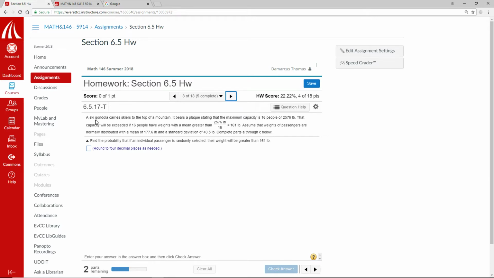A ski gondola, wow, I don't even know, carries skiers to the top, so I think it's a ski lift. It bears a plaque stating that the maximum capacity is 16 people or 2,576 pounds. That capacity will be exceeded if 16 people have weights greater than that mean, which is 161. Assume that weights of passengers are normally distributed with a mean of 177.6 pounds and a standard deviation of 40.5 pounds. Complete parts A through C. So find the probability that if an individual passenger is randomly selected, their weight is greater than 161.